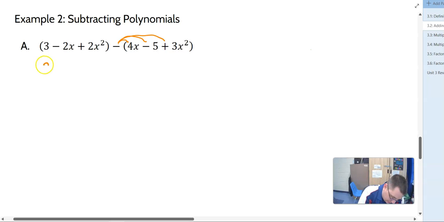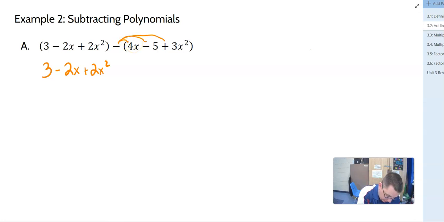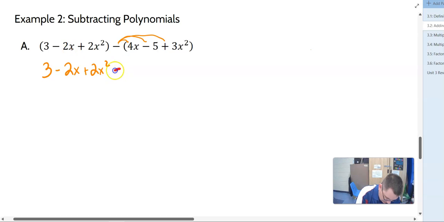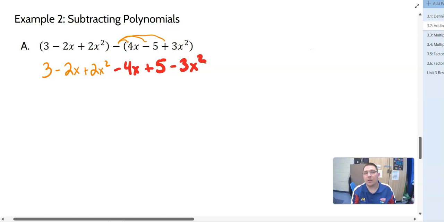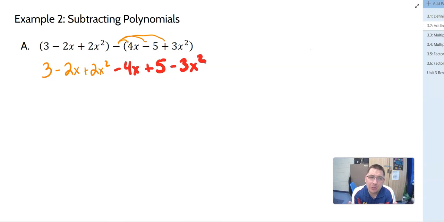And so rewriting the next line, we get 3 minus 2x plus 2x squared. Nothing in that first parenthesis changes signs because the negative's not touching it. But all of these will. And so we're going to get negative 4x plus 5 minus 3x squared. And so again, everything in that second parenthesis has changed its sign. And now we can combine our like terms.